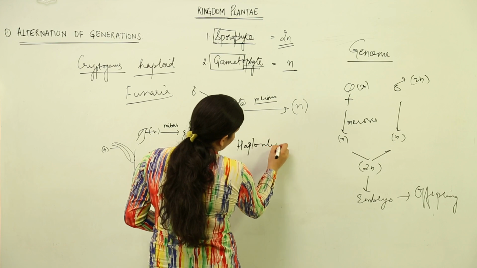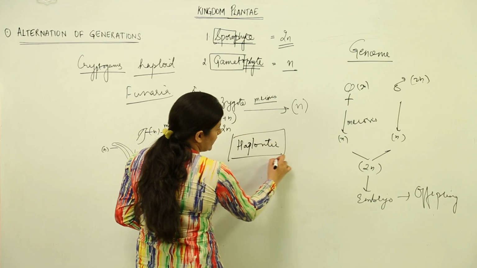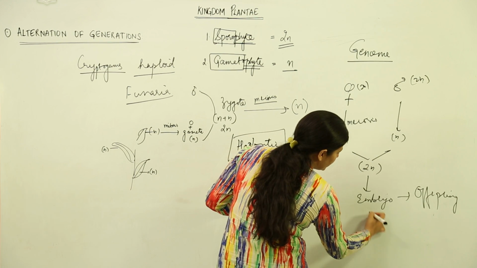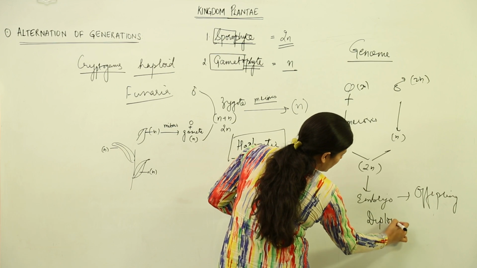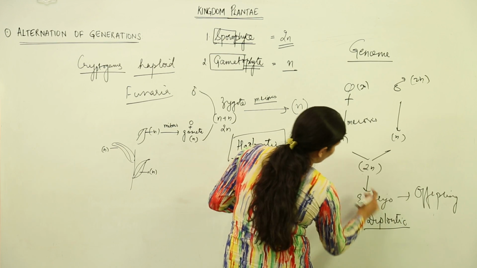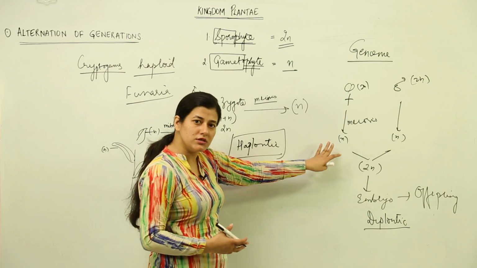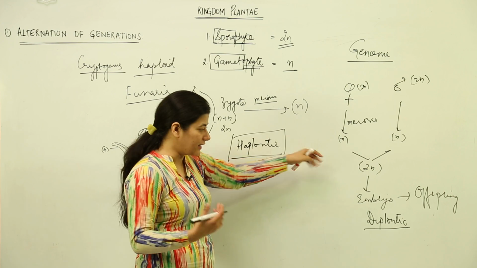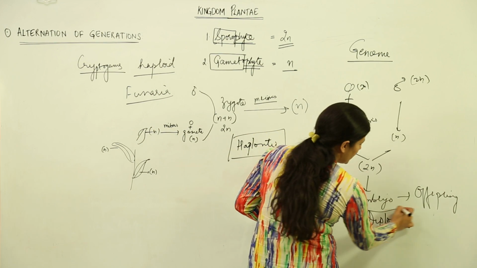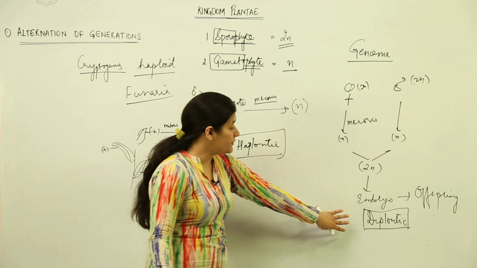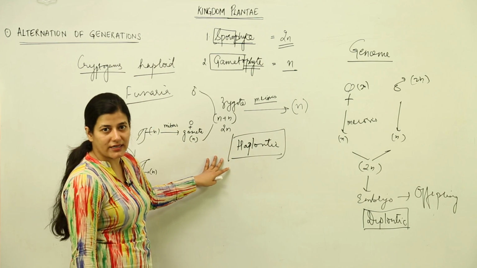Okay, this is diplontic life cycle. Over here I gave you the example of human beings. You can use the example of mango plant as well, because that is also having diplontic life cycle. So we have two terms that come across, diplontic life cycle and haplontic life cycle.